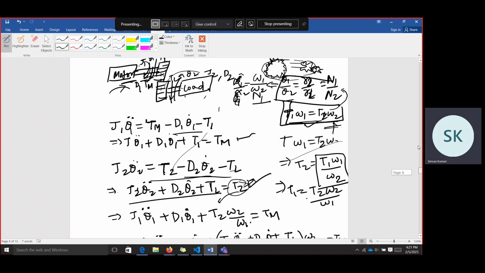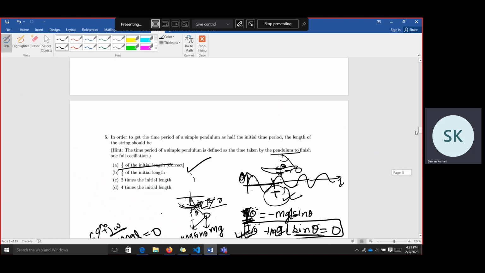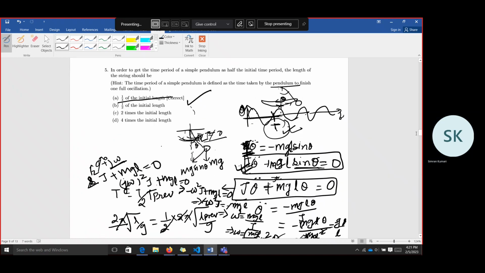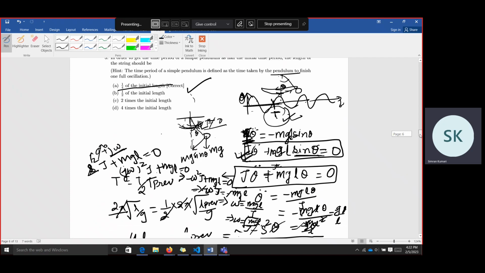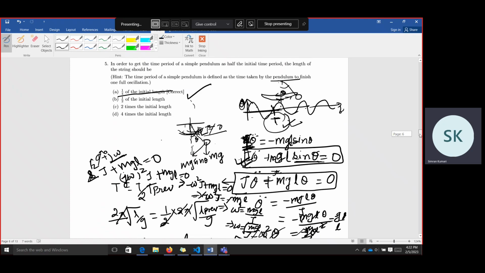So this is somewhat related to this question, this one. There is a pendulum given and its time period is half of the initial period. So what should be the length? You know the procedure: we first linearize this and then we find the time period. Obviously you got the time period equation, so you can directly put it in the equation and try to find out what should be the length.